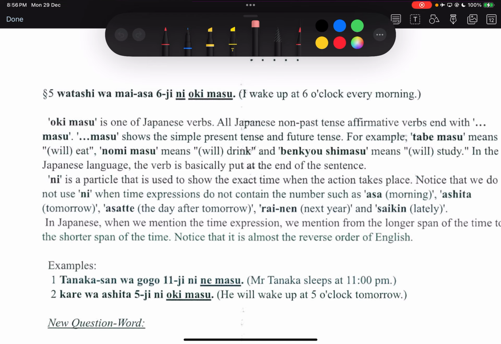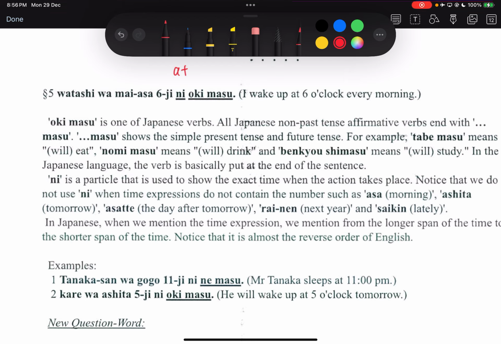So what is this に? This に particle here is special use for time. But it's not for any time. It's for time with number. So for example, in this case, 6時, 6 o'clock. Then we use に. So you can think of this に as at this time. Okay? Think of it as an at.